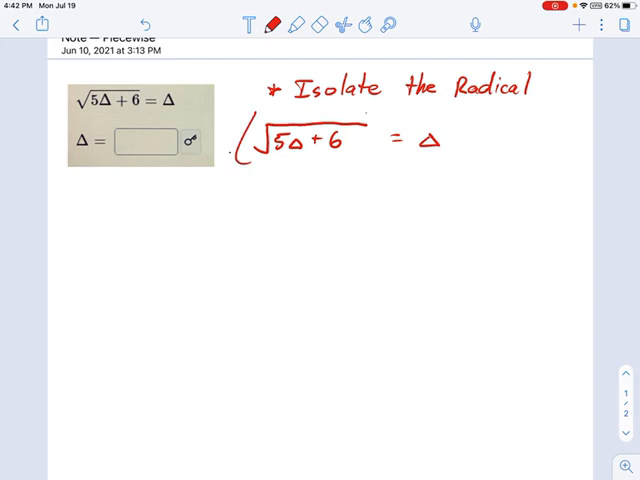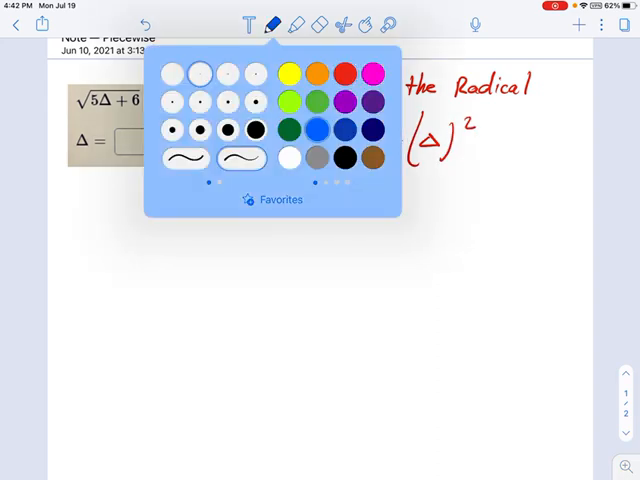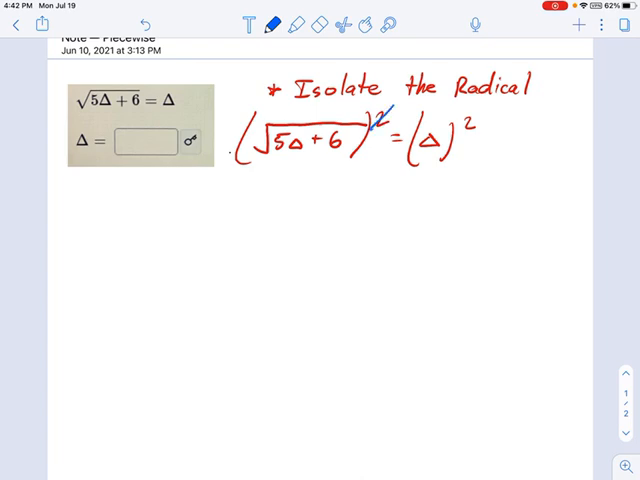And I'm going to square both sides. If you remember, squaring is the inverse of square roots. So that 2 in the exponent cancels out the radical. And what I get left over is 5 delta plus 6 equals delta squared. Now, this is a quadratic equation. It doesn't look like it.